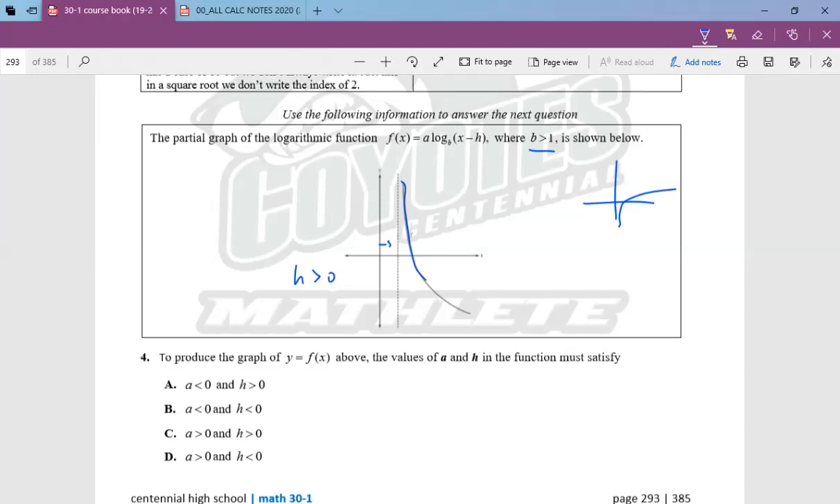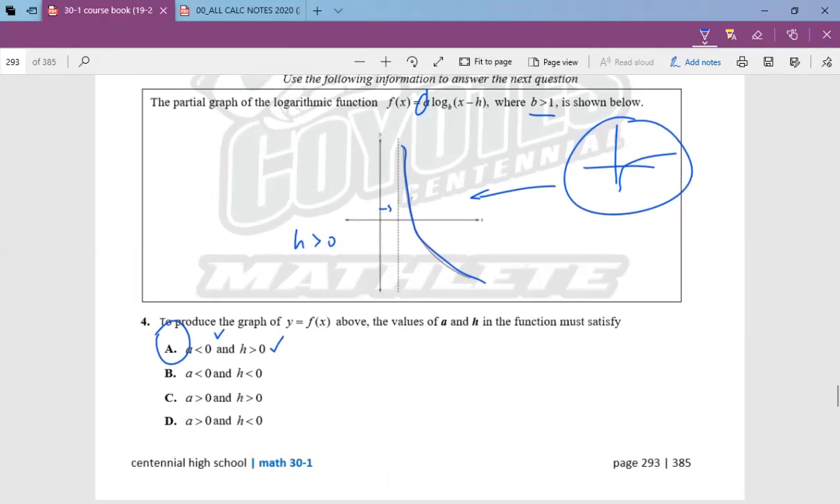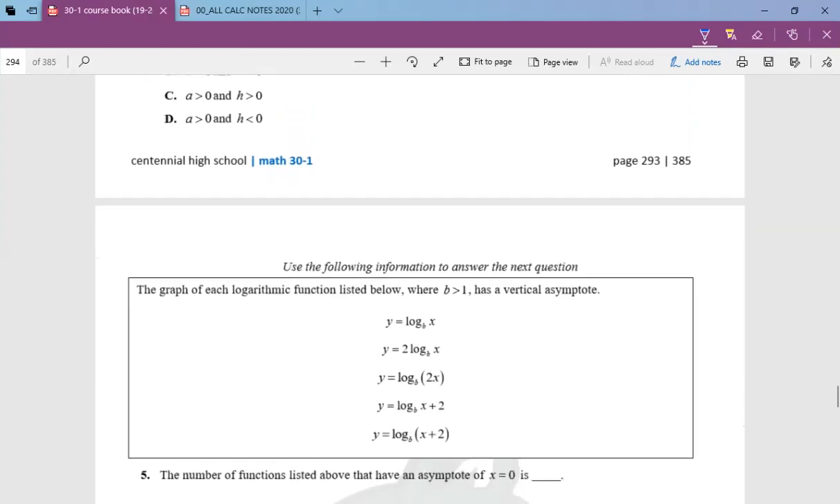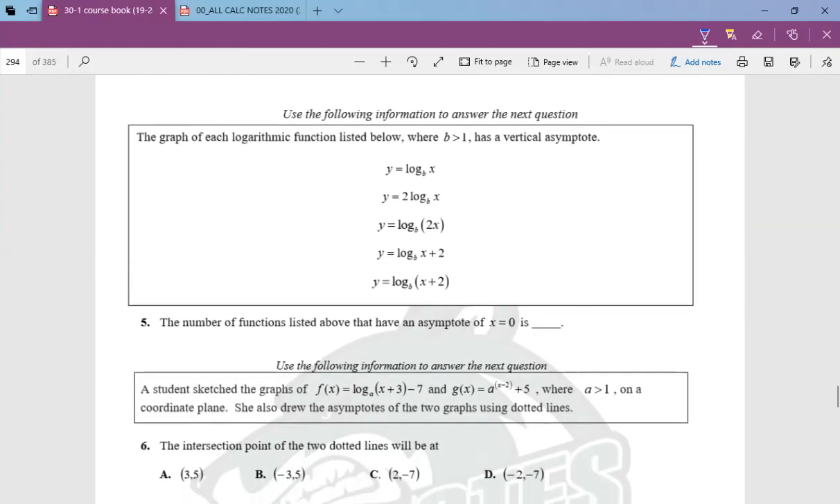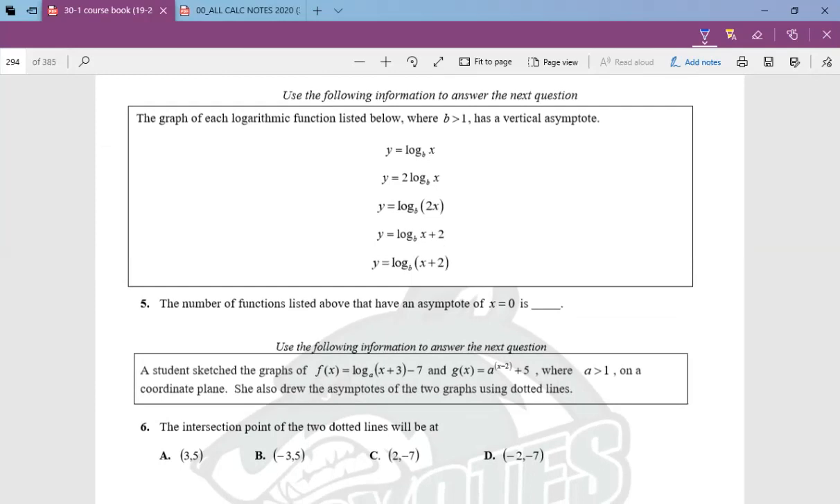But the fact that this is decreasing tells me what about a? Well, a is a vertical stretch, but it also refers to if we have a vertical reflection. And the fact that this graph is transformed to this shows us that we've had a vertical reflection. So therefore, h is greater than 0, but a has got to be less than 0. And we're almost done here.